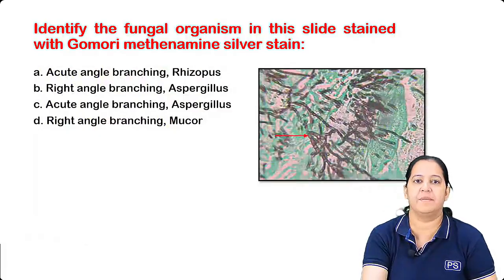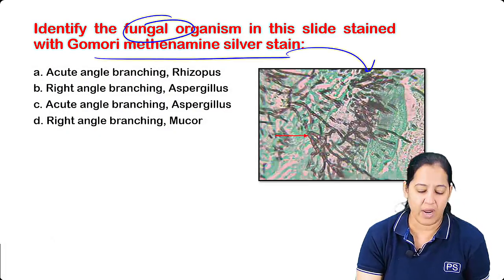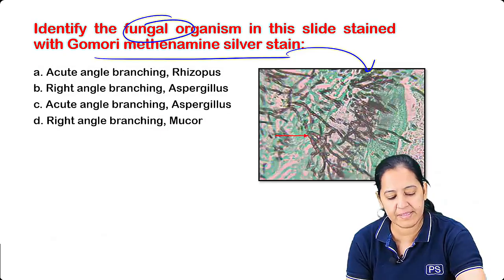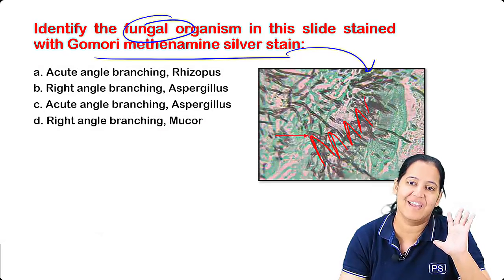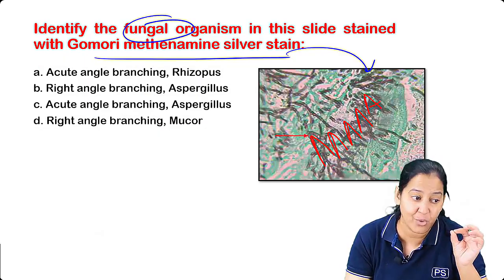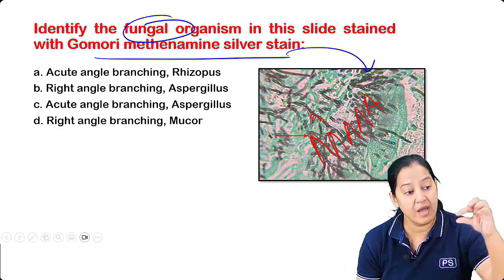Read the question, tell me the answer. Identify the fungal organism shown on the Gomori stain. Can you do the identification for me, please? You can see the branching is very narrow, at an acute angle. And if you see it closely by zooming in, you can appreciate the septa also. The width is also narrow.